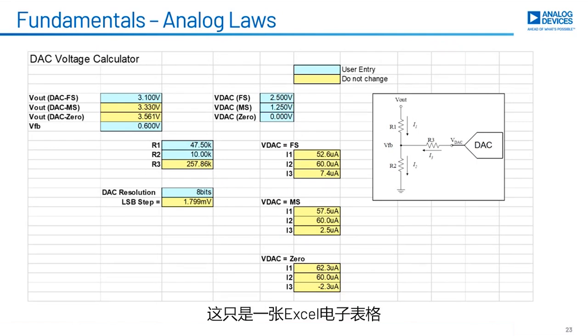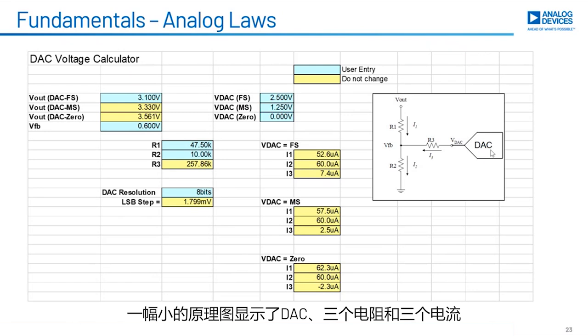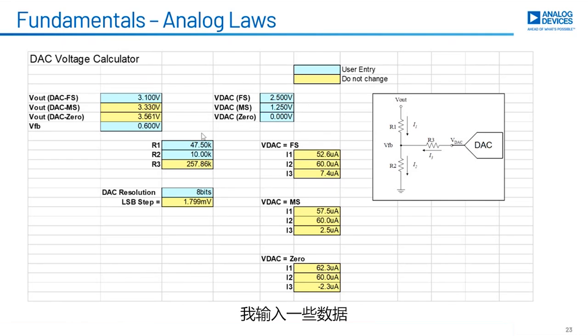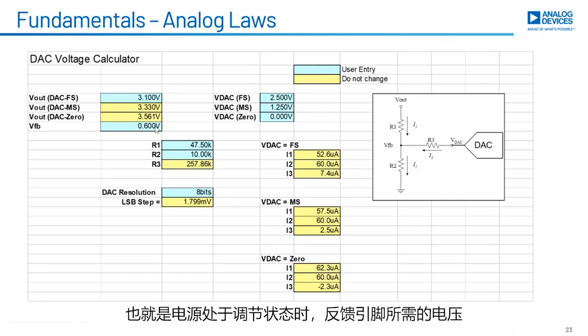And this is just an Excel spreadsheet. I have the little graphic that shows the DAC and the 3 resistors and the 3 currents. And then I input some data. So this value right here is the regulation feedback voltage. So that's the voltage that the power supply wants to have at that feedback pin when it's in regulation.